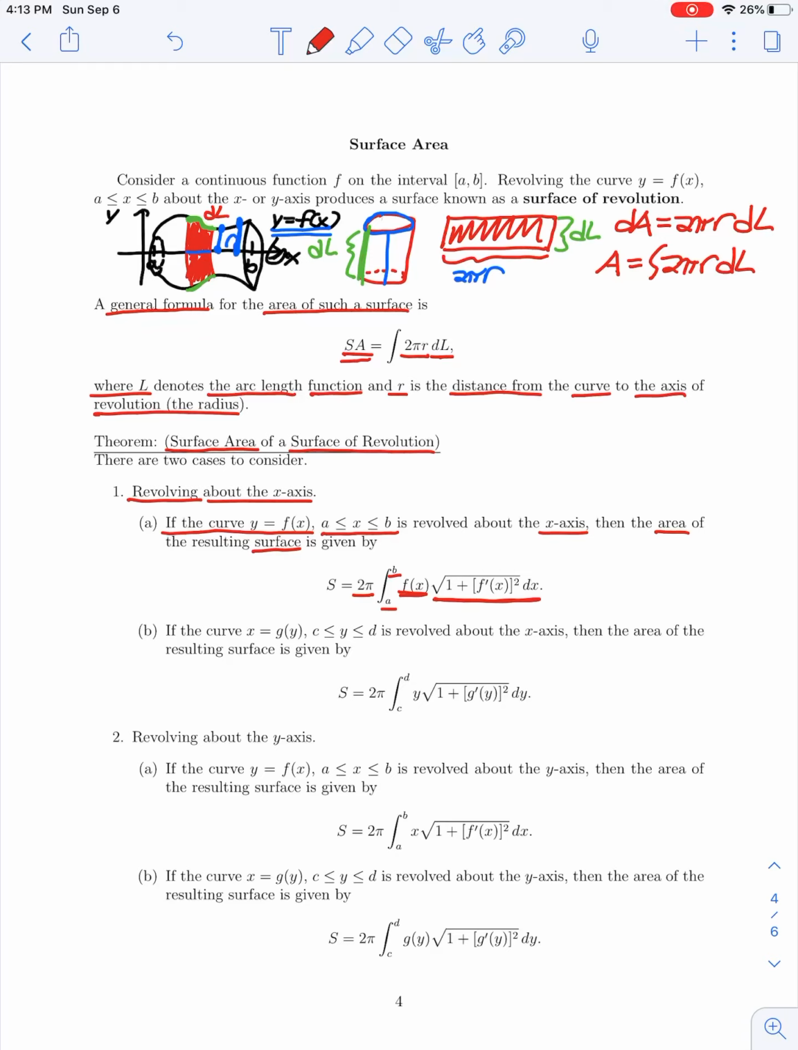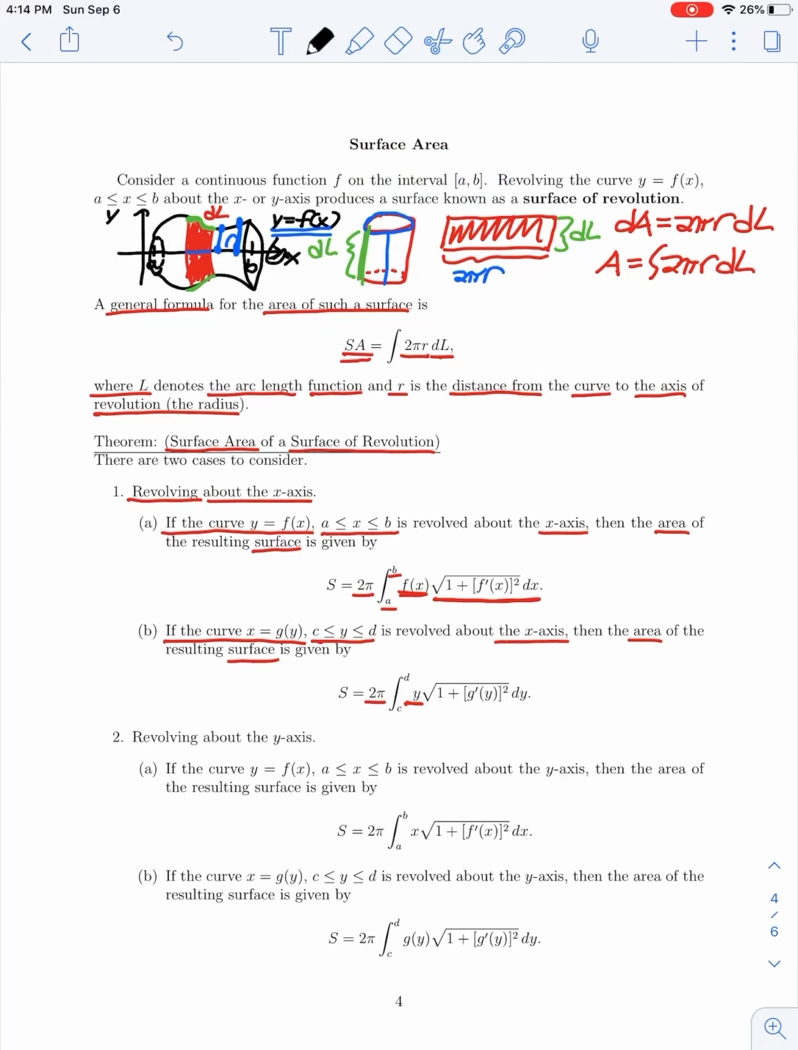Now let's suppose that we have a slightly different problem. Let's suppose next that we're considering a curve, which is the graph of a function of y, where y lies between c and d, and we're revolving this curve about the x-axis. So let's see if we can determine the area of the resulting surface. So in general, the area of a surface of revolution is found by integrating. In this case, we would be integrating 2 pi times the radius, which is given by y here.